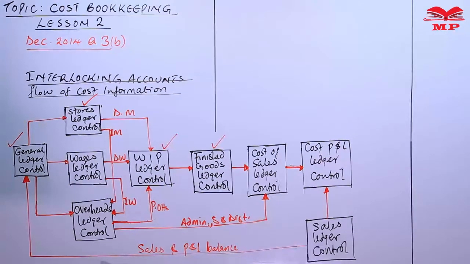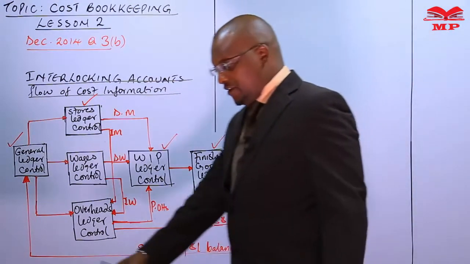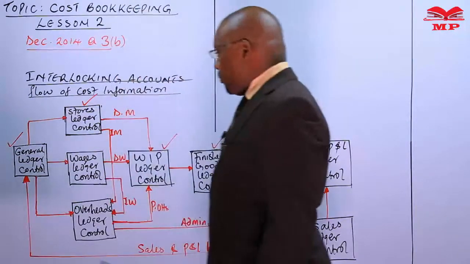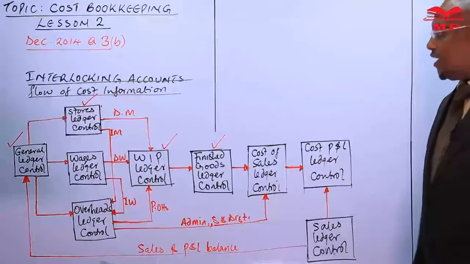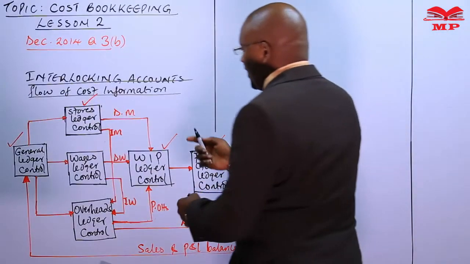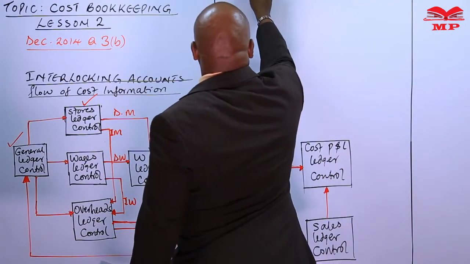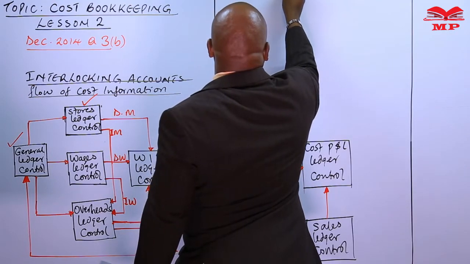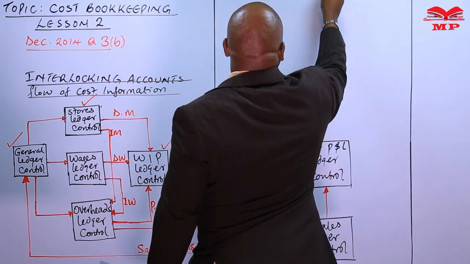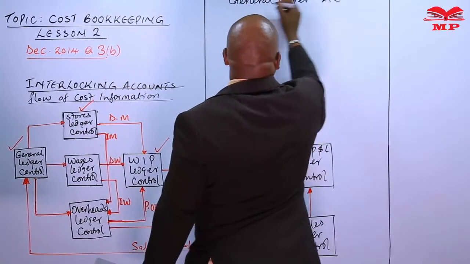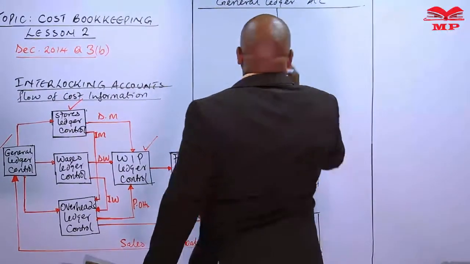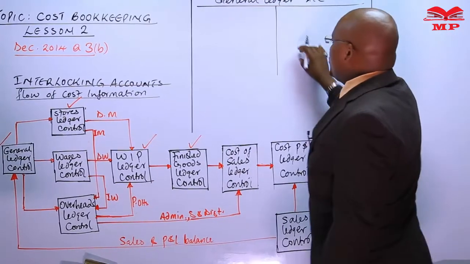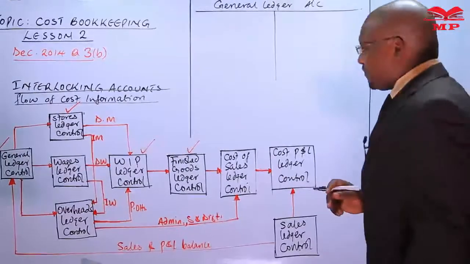Now, this question will enable us utilize the whole of this diagram, with the flow of information. Now, let's have these accounts. We are going to open all the accounts as they appear, so that at least you can see the flow. So starting with the general ledger account. This should be a big account because it is going to handle all those transactions.